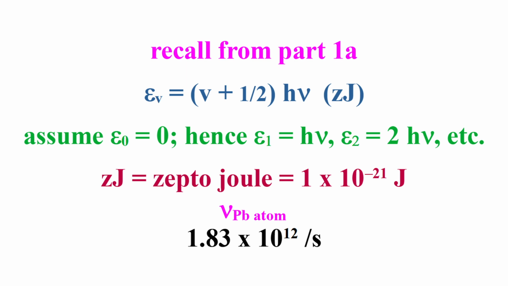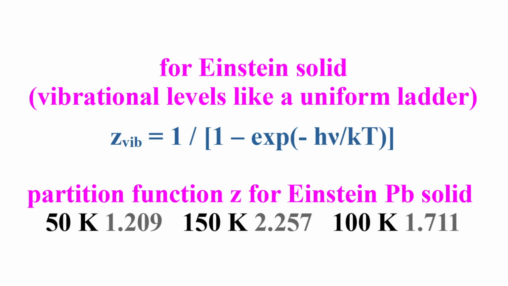And the vibrational frequency of each lead atom in the metal happens to be 1.83 times 10 raised to 12 per second. The partition function Z values for the Einstein lead solid at 50, 150 and 100 Kelvin are respectively 1.209, 2.257 and 1.711.